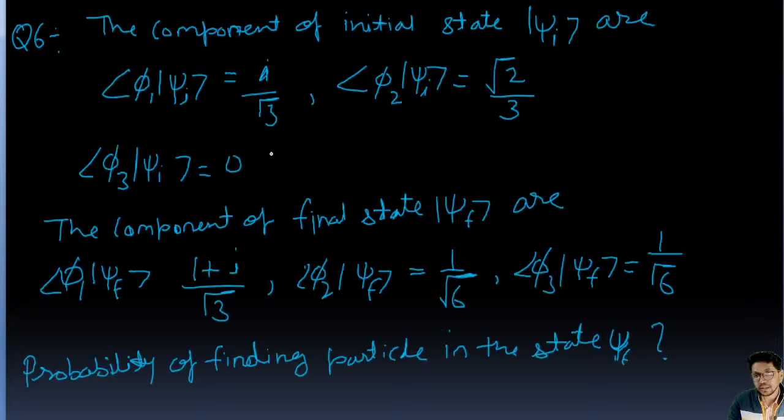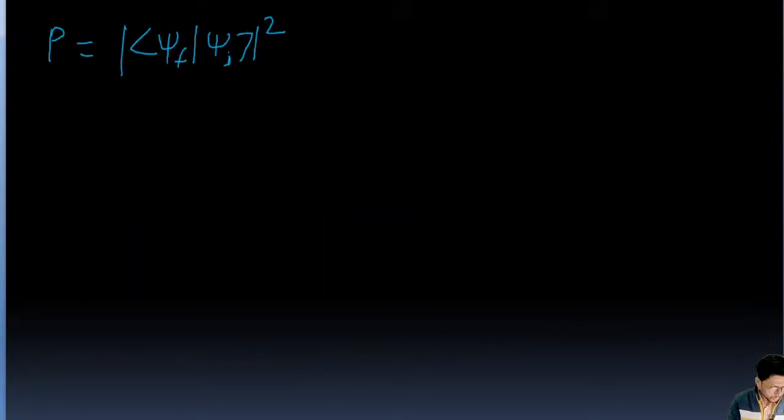So we know the probability of finding the particle in the state psi is going to be the mod square of the overlap of psi f with psi I. So we need psi f and psi I. We have been given these conditions, so how do we find psi f? First of all, we'll find psi f and psi I.